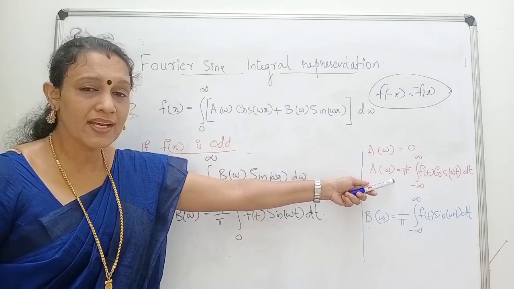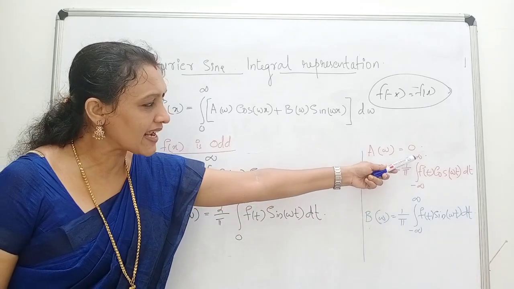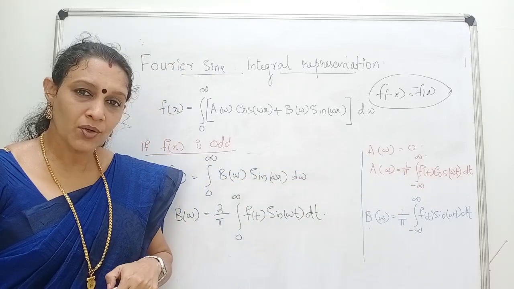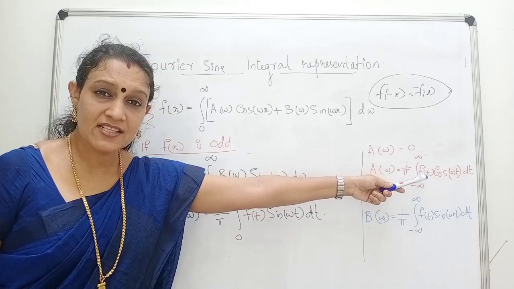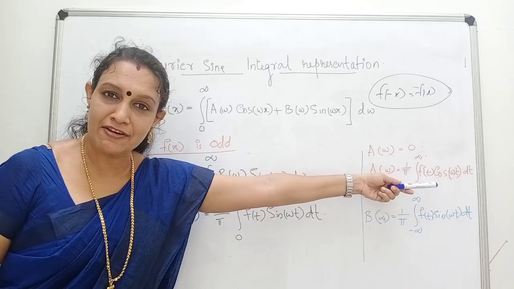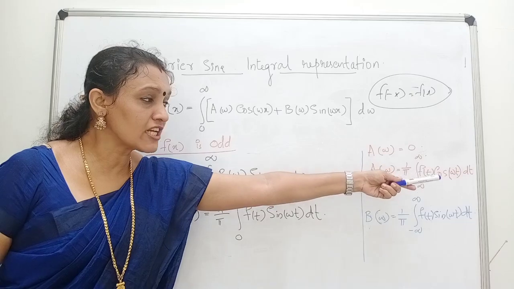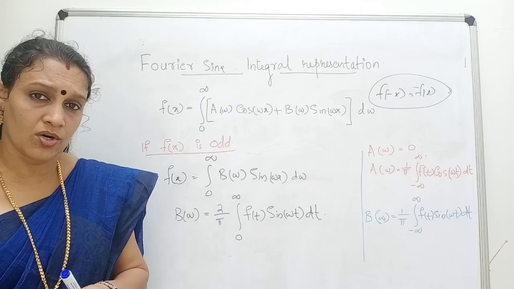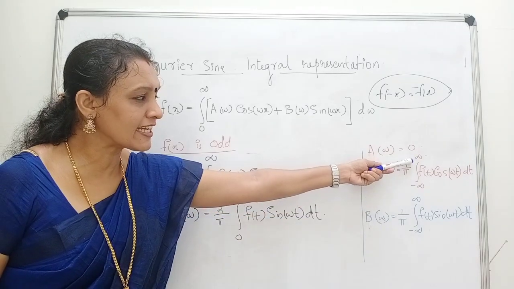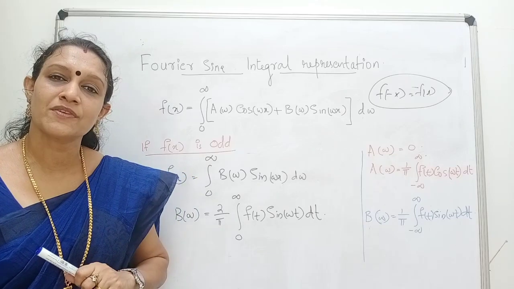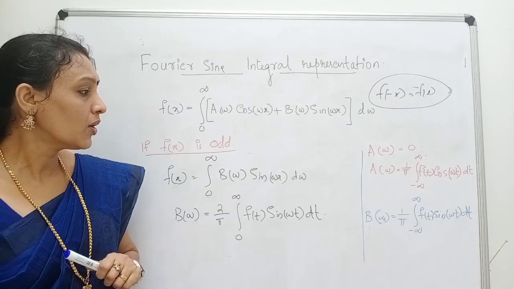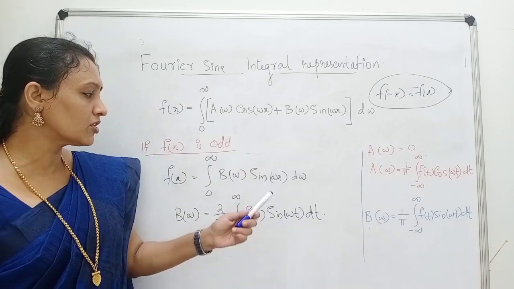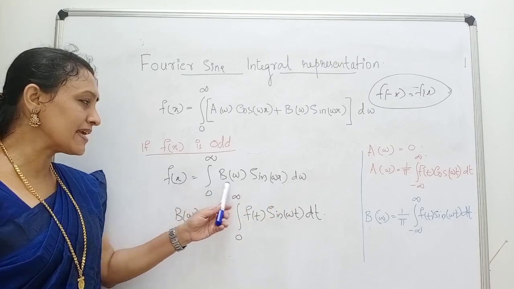We know a omega is equal to 1 by pi integral from minus infinity to infinity f of t into cos omega t dt. We assumed f of t is an odd function and cos is an even function in t, isn't it? So odd function into even function is always odd function. Keep in mind, odd into even is always odd. And the integral from minus infinity to infinity of an odd function is always 0. We have this property in the definite integral, right? Therefore, in this case a omega vanishes. A omega is equal to 0. That is why we have only the b omega part.